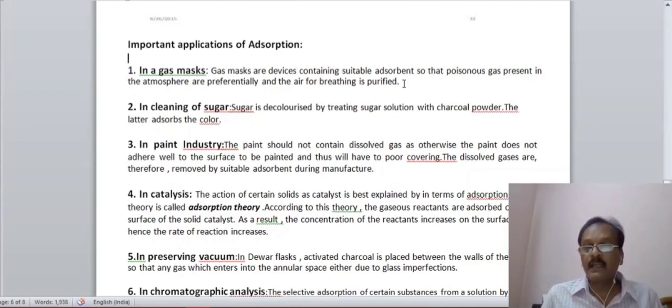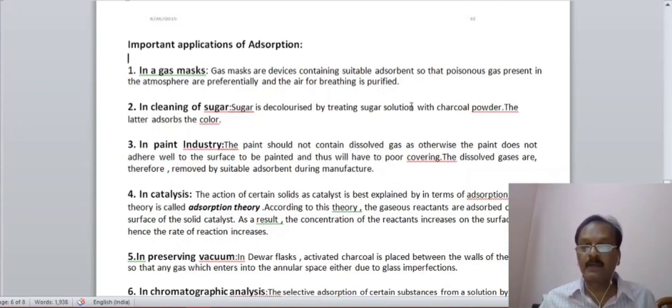Now the second is the cleaning of sugar. In the sugar industry, after crushing and squeezing the juice from the sugar cane, the juice has a certain color. The color of the solution can be decolorized by adding activated animal charcoal, which removes all the color, and thus it is one of the important applications in cleaning sugar.